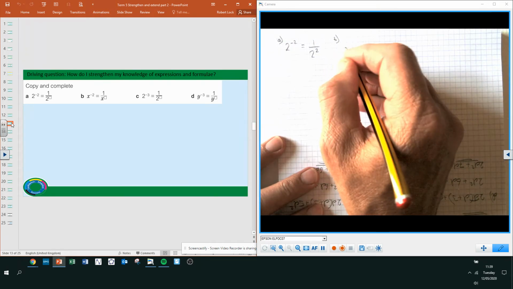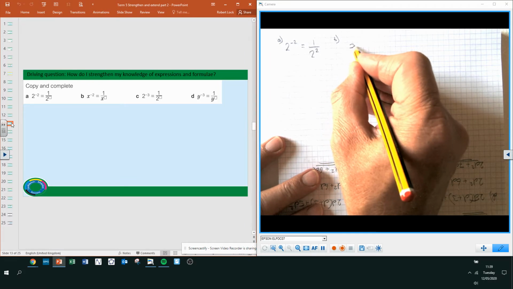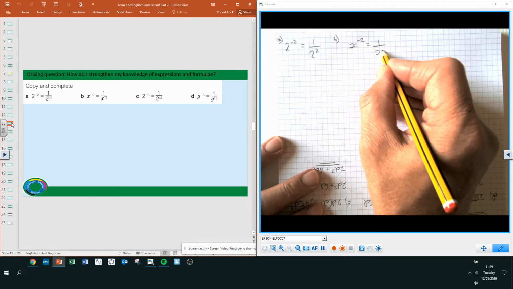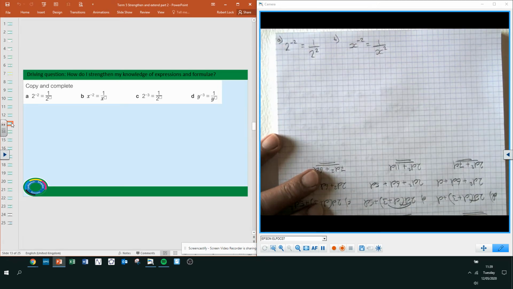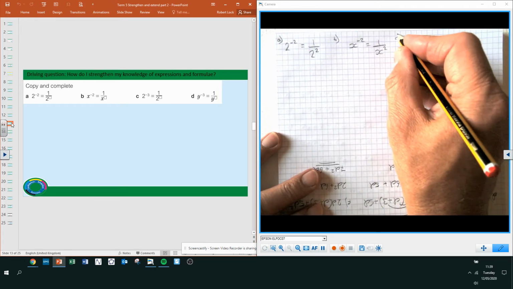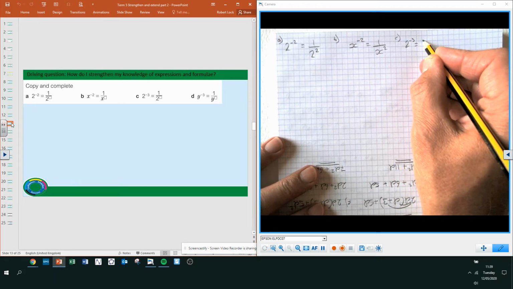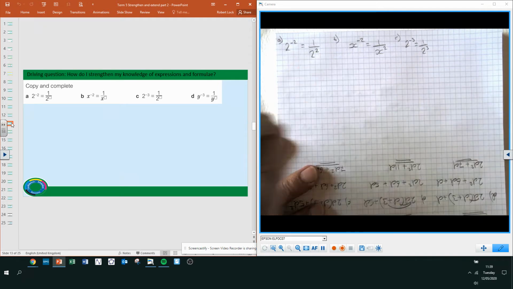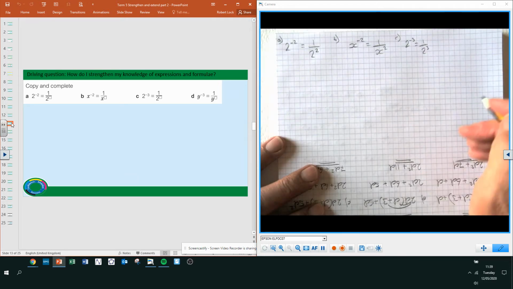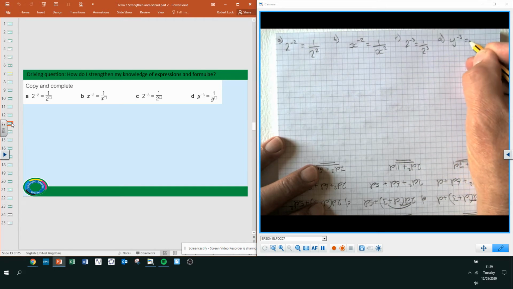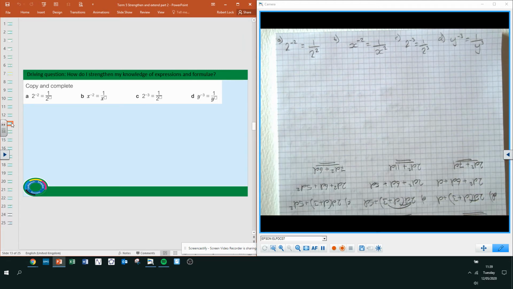B. x to the power minus 2 is the same as 1 over x to the power 2. C. 2 to the power minus 3 is the same as 1 over 2 to the power 3. D. y to the power minus 3 is the same as 1 over y to the power 3. Done.